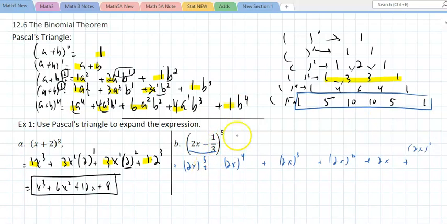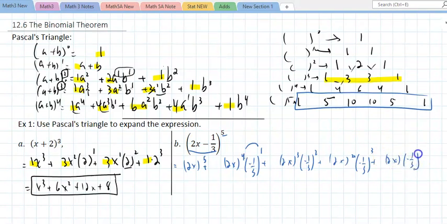Now that means here, this has a power of 5, this has a power of 4, that means negative 1/3 is raised to the 1. This is cubed, that means negative 1/3 is raised to the second power, negative 1/3 raised to the third power, plus 2x, I need more space, 2x raised to the 1, that means negative 1/3 is raised to the fourth, and the last term will have negative 1/3 raised to the fifth power.